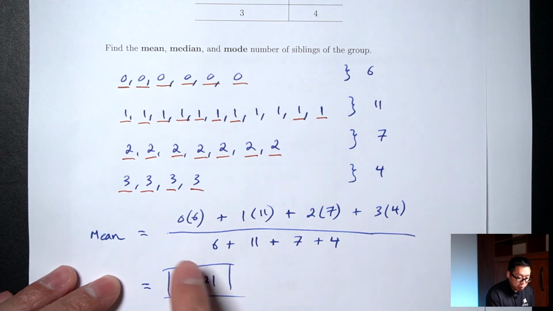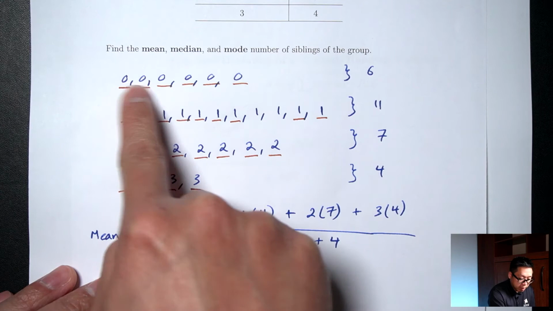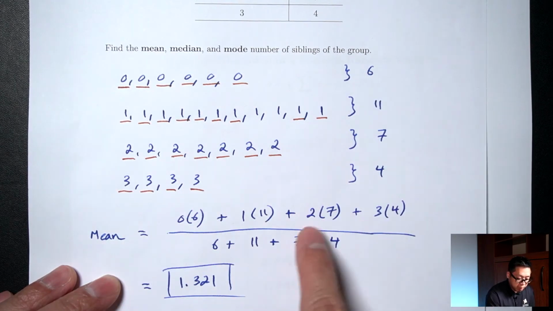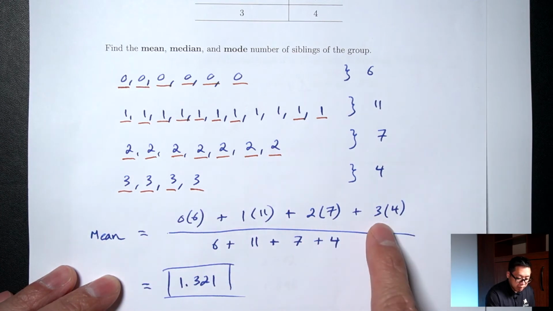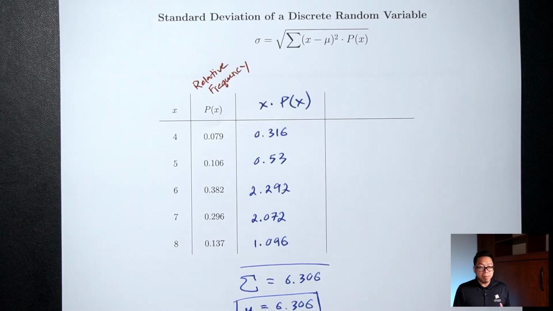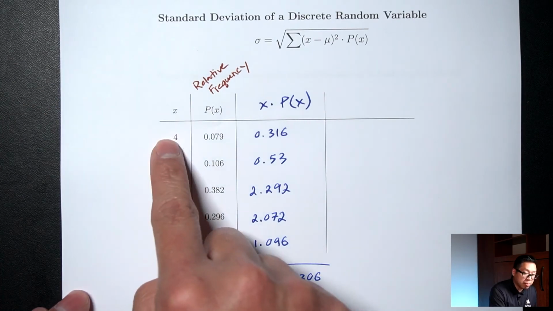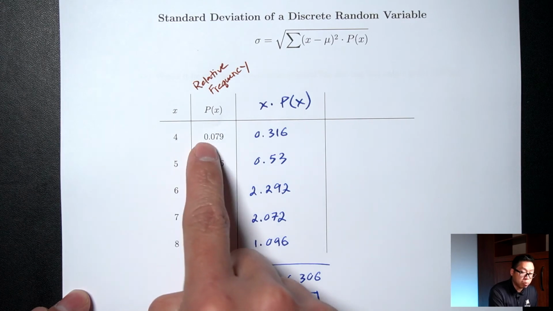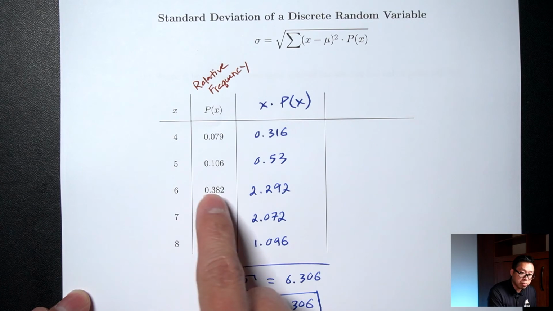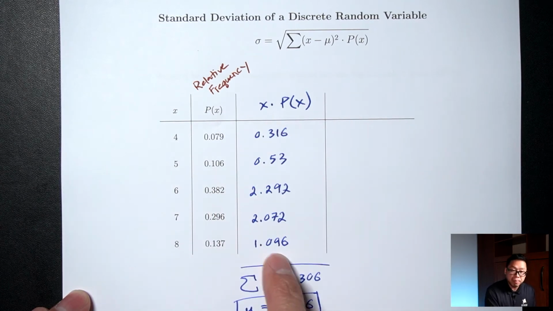So what we're doing here is we're doing the data value times the frequency, data value times frequency, and then adding it up. Now, what we did here is almost the same thing, right? Instead of doing data value times the frequency, we're doing data value times the relative frequency, and then adding it up.